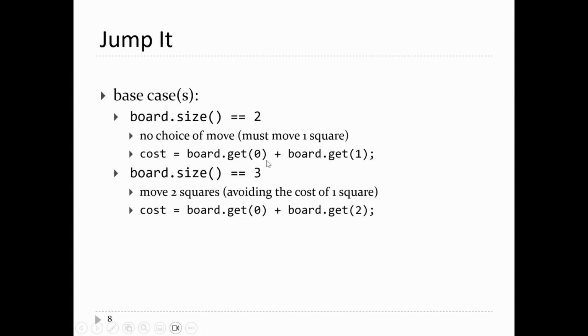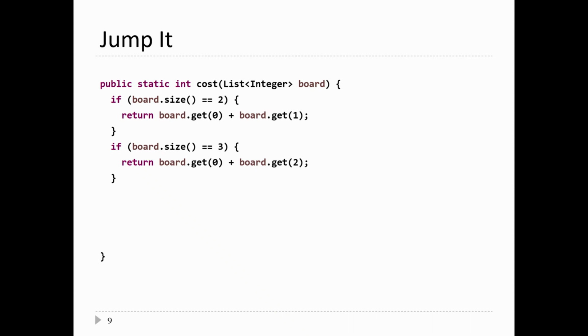If you're using a list to hold the board, then the cost of moving to the last square is the cost of the current square plus the cost of the last square. If the board size is 3, then it's the cost of the current square plus the cost of the last square. You don't step on the intermediate square. Okay, so you start to write your little recursive algorithm. So I'm going to represent the board as a list. I'm calling it list here.